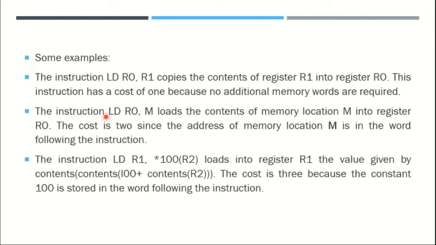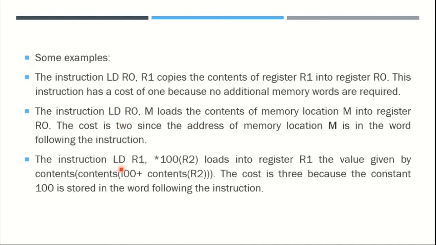Next we consider one more instruction, LD R0, M. Here R0 is a register and M is a normal memory location, which may be secondary memory or any other memory. To complete this instruction, first we load the value of M into some register and then copy that register value to R0. That's why it requires 1 plus 1, so the total cost of this instruction is 2.